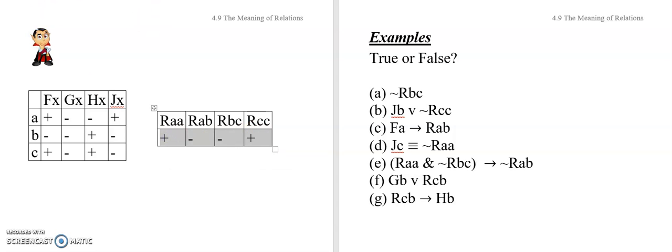Similarly, what these indicate is that A bears the relation R to itself. So that's true: A bears the relation R to itself. But this indicates that A does not bear the relation R to B. You don't actually know what F, G, H, and J are, and you don't know what the relation is, but you do know whether these particular sentences are true or false. Not all logically possible ones, but these particular ones. So the question is, from that, can you determine the truth value of these sentences? Start with A.